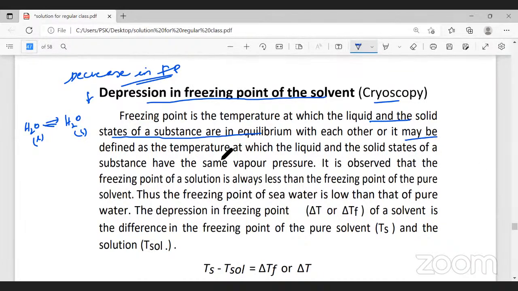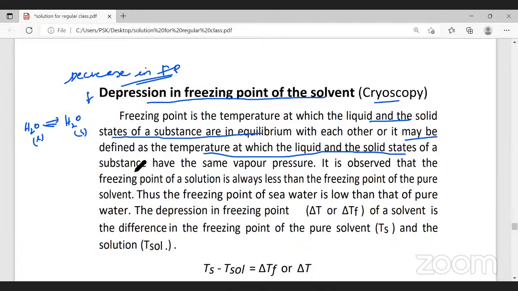Or it may also be defined as the temperature at which liquid and solid states of the substance have the same vapor pressure. It is observed that the freezing point of a solution is always less than the freezing point of a pure solvent.